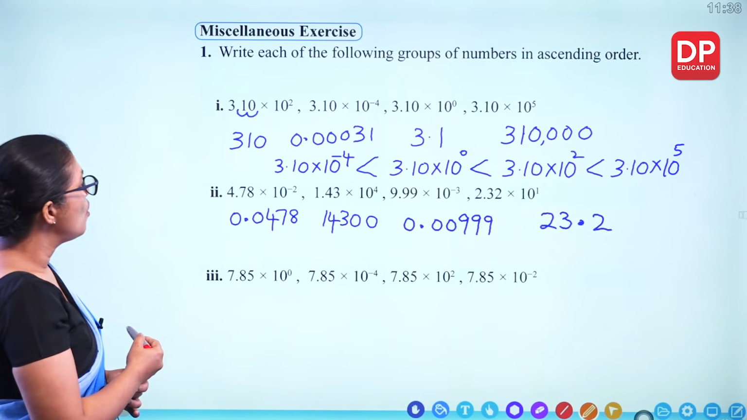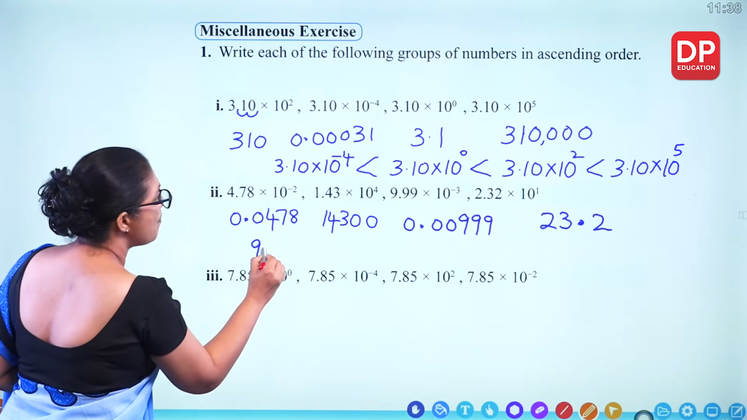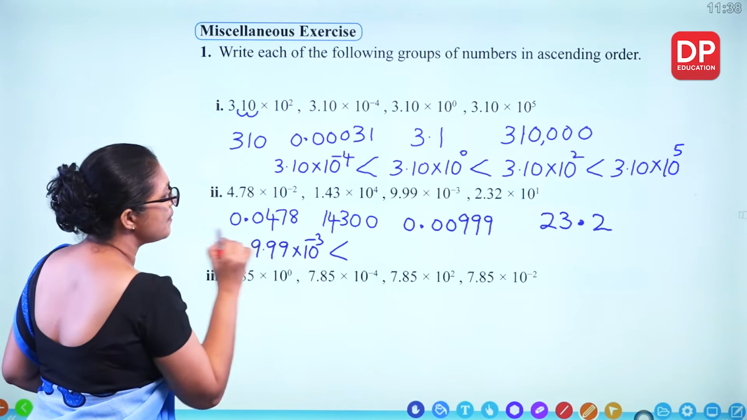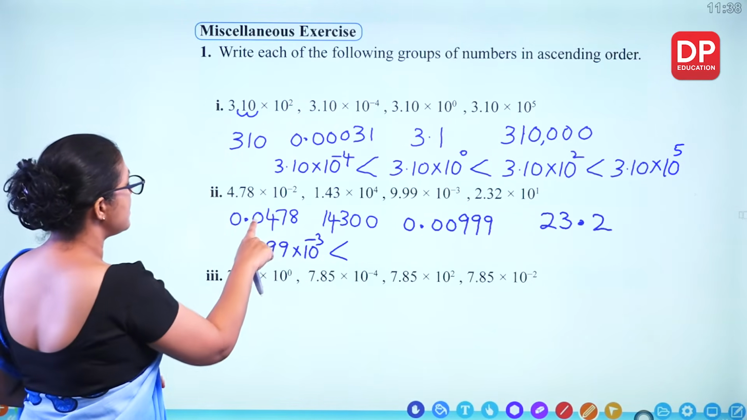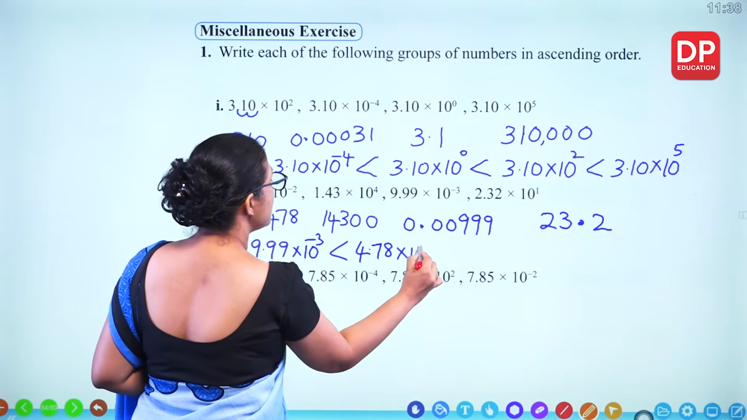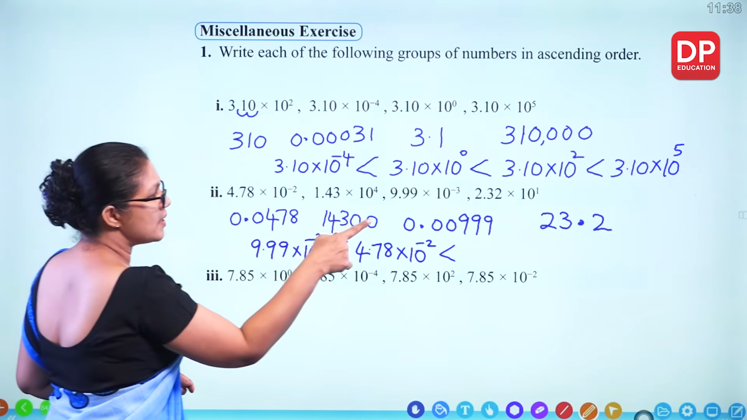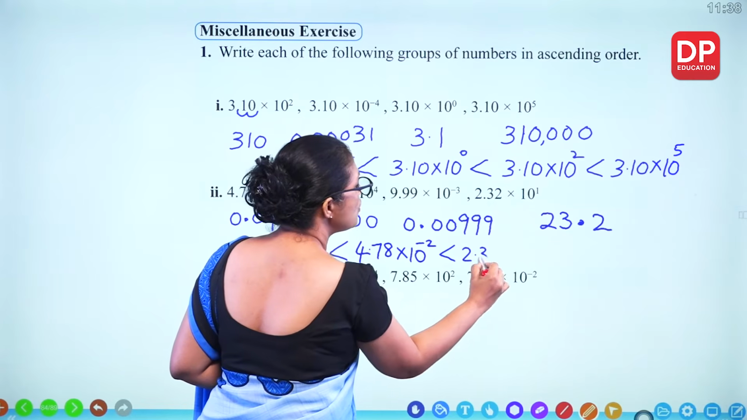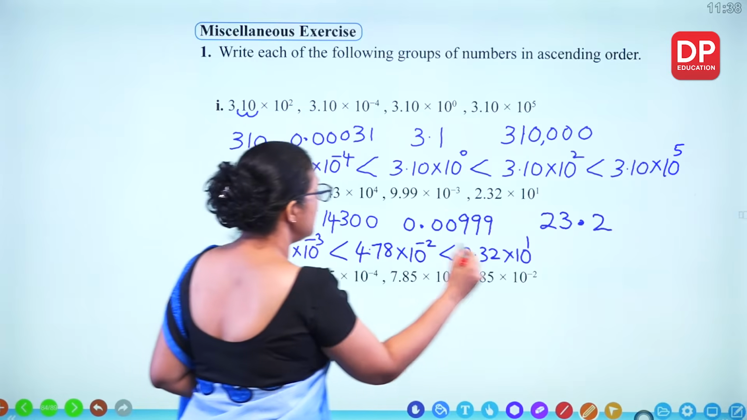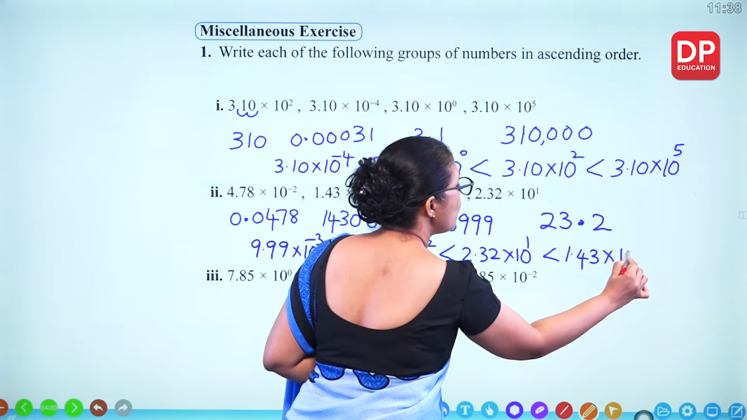Now compare which one is the smallest. Smallest is this. So 9.99, 10 to the power minus 3. Then next one is this. 4.78, 10 to the power minus 2. Then you get 23.2, that's 2.32, 10 to the power 1. And finally 1.43, 10 to the power 4.